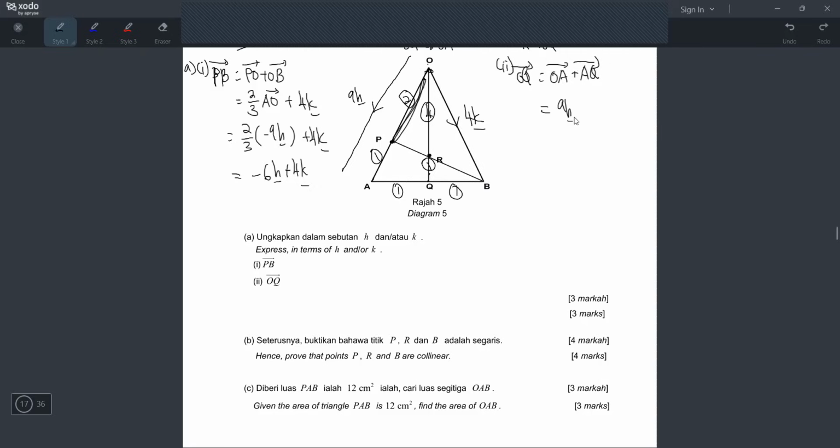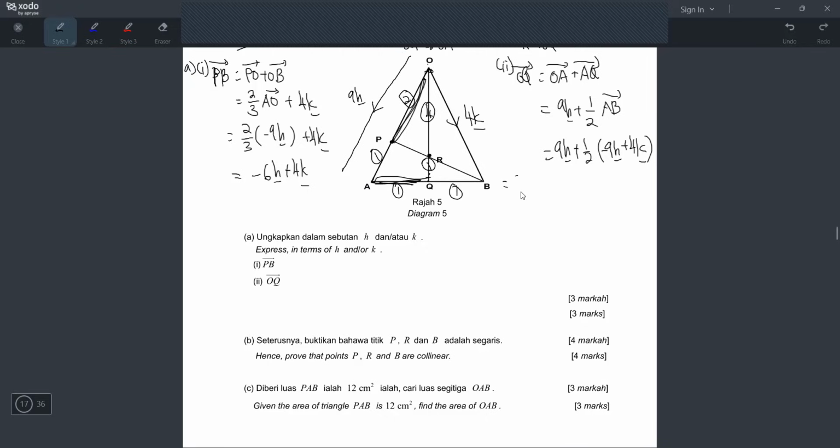OA is 9H, so write it down. AQ is 1 over 2. A to Q is a portion of what? A to Q is a part of AB, right? So AQ is actually half of vector AB. So now you get 9H plus 1 over 2 AB, but the problem is there is no AB. Okay, no problem. AB is AO plus OB. So AO is negative 9H, plus OB, which is 4K. A to B is AO plus OB, so negative 9H plus 4K, right? The 9H has to be negative because you go up. Because 9H is OA, I want AO.